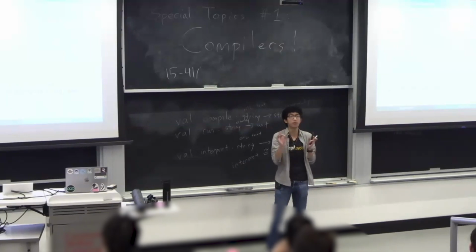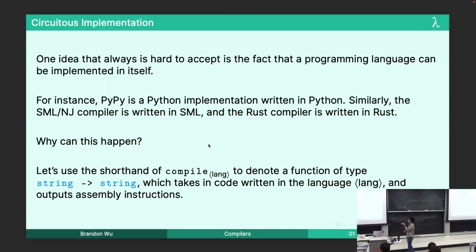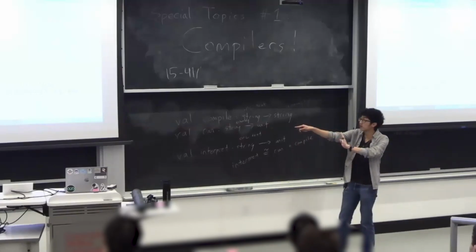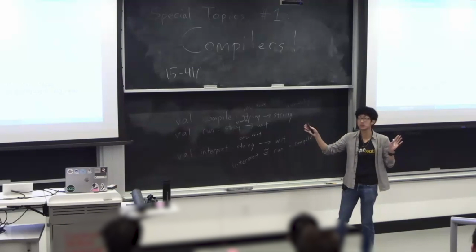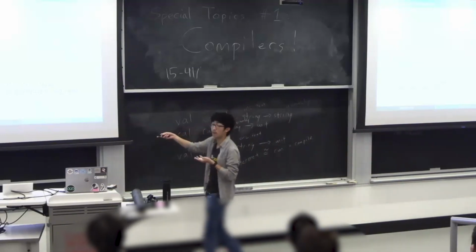Well, you have to sort of separate this idea. So let me use some notation. We're going to say that compile subscript lang is a function of type string to string, which takes in code written in this language lang and outputs assembly. I don't know what this compile function is written in yet. I'm just saying that this is our notation for that specification. So compile SML is a function that compiles SML.